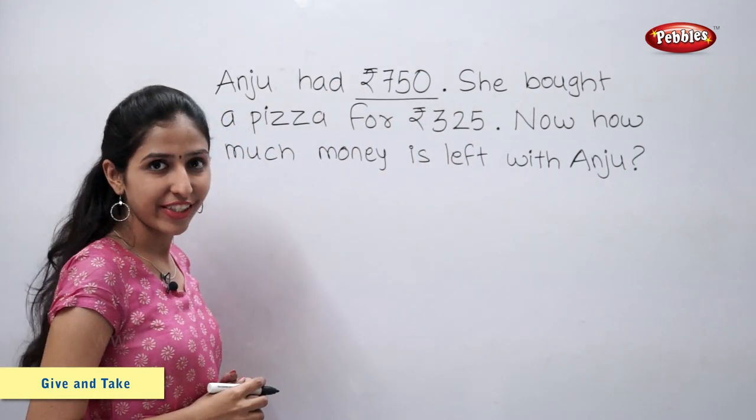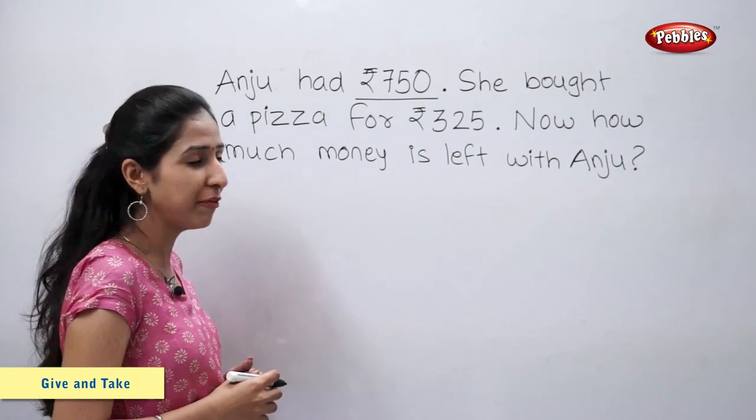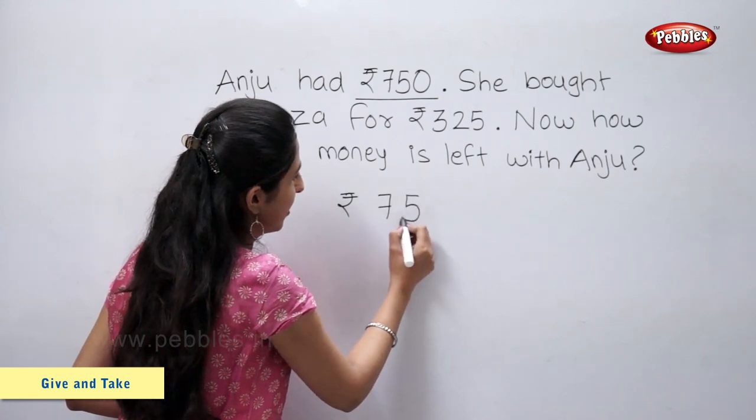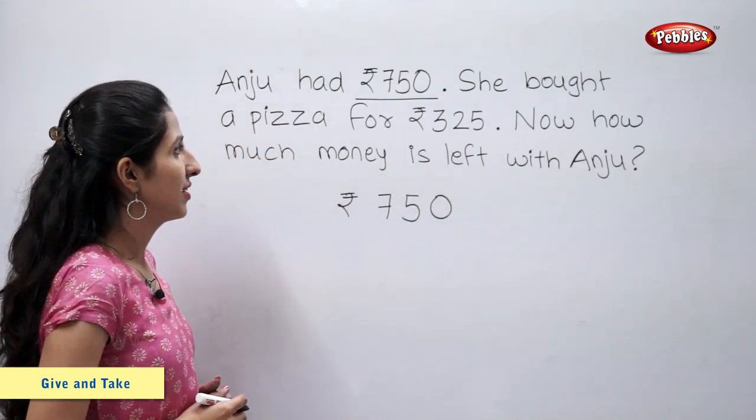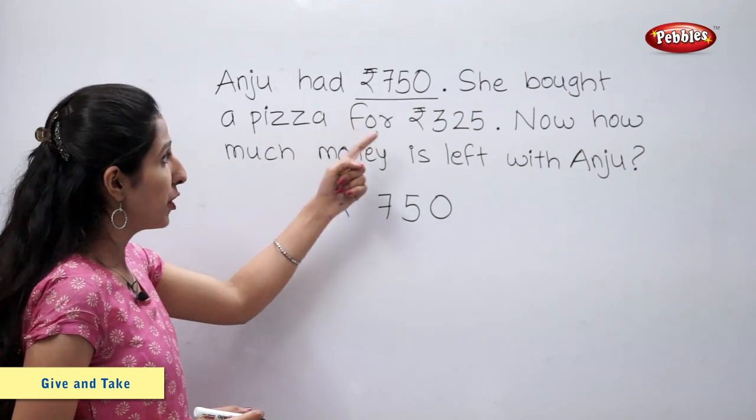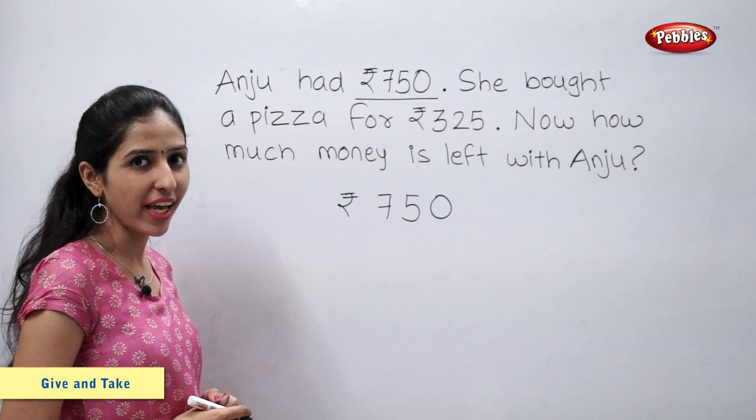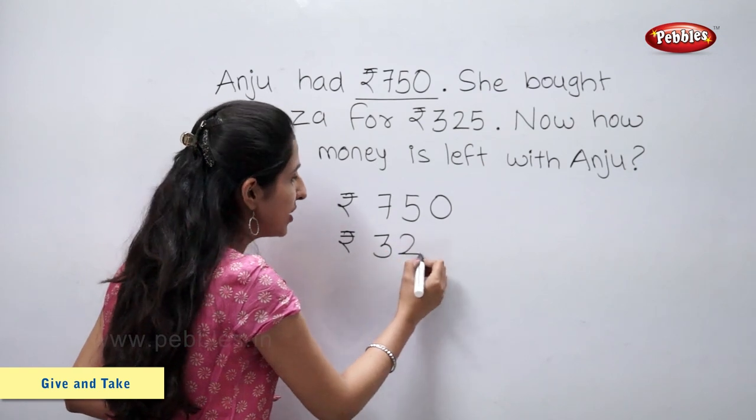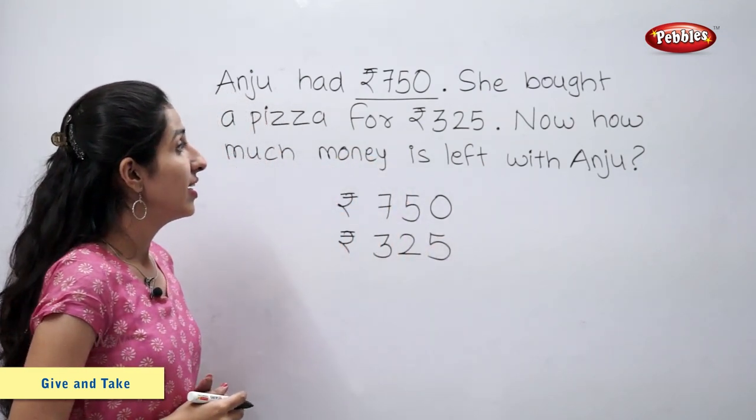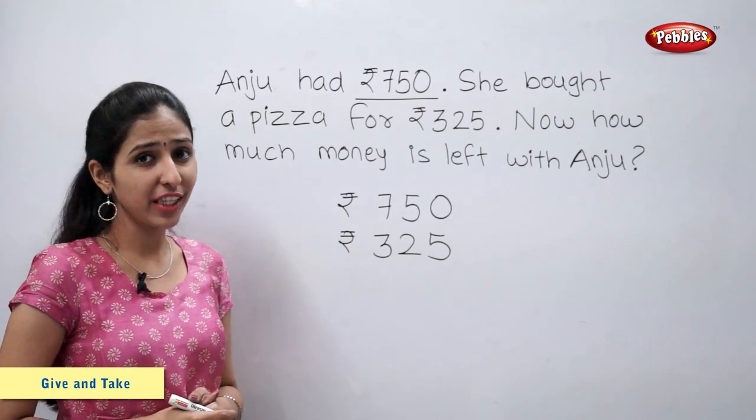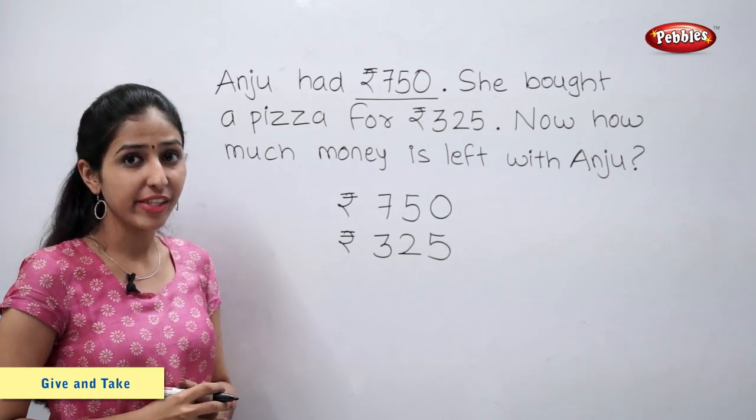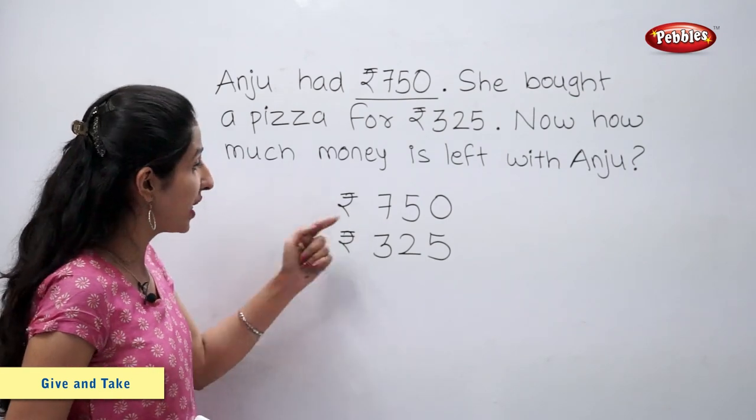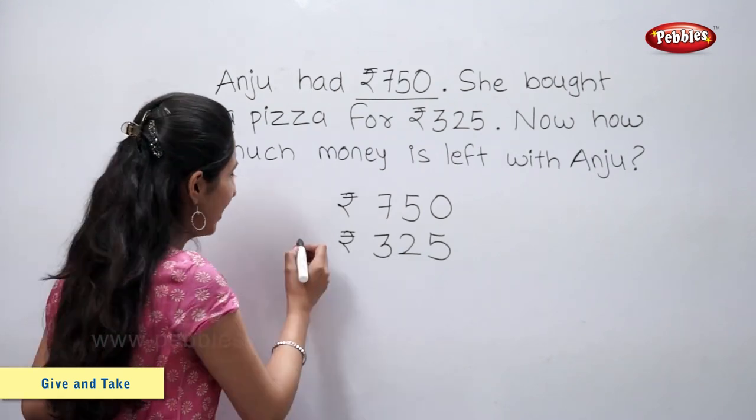Anju had rupees 750. Let's write rupees 750. She bought a pizza for ₹325. Let's write ₹325. Now, how much money is left with Anju? So for finding this, we will have to subtract ₹325 from ₹750.